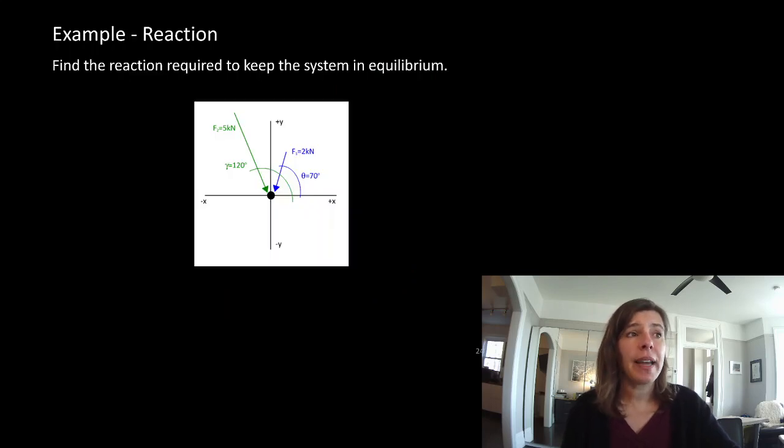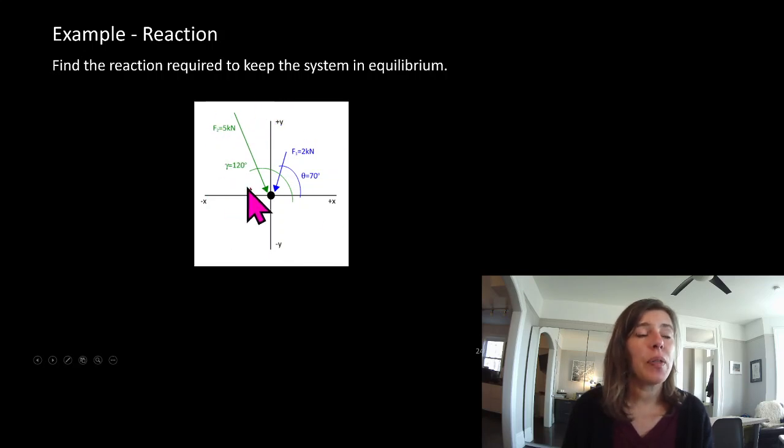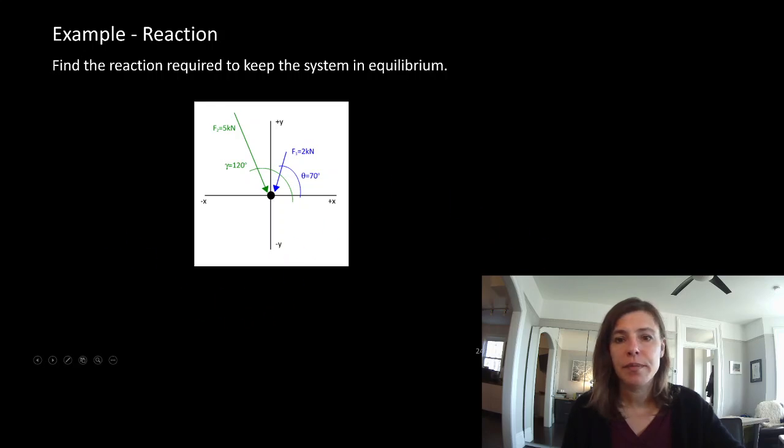So let's find the reaction required to keep this dot in equilibrium. Just a refresher, up is y positive, down is y negative, right is x positive, left is x negative. Let's figure out what the sum of these two forces is and the reaction required to keep this system in equilibrium. So let's do that mathematically now.